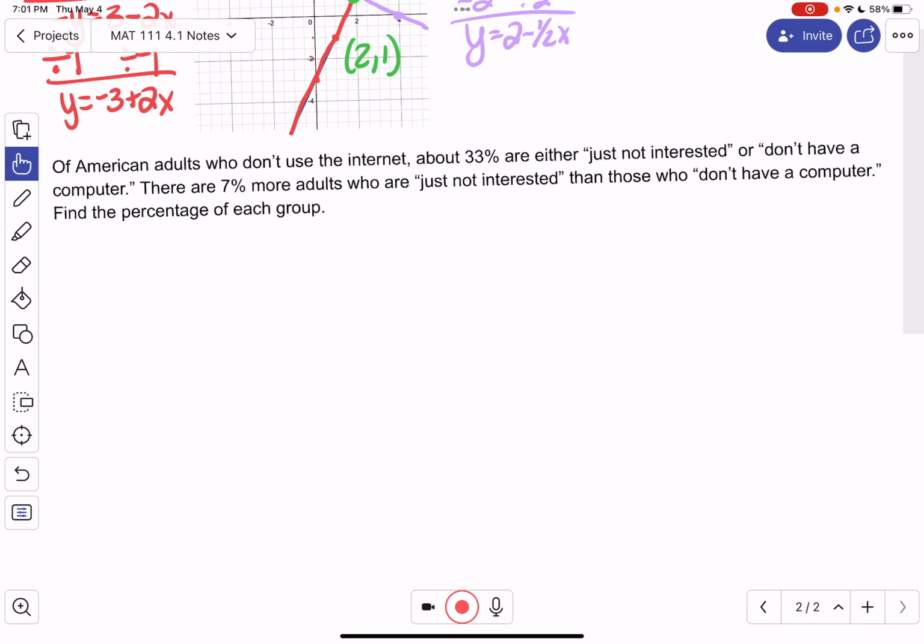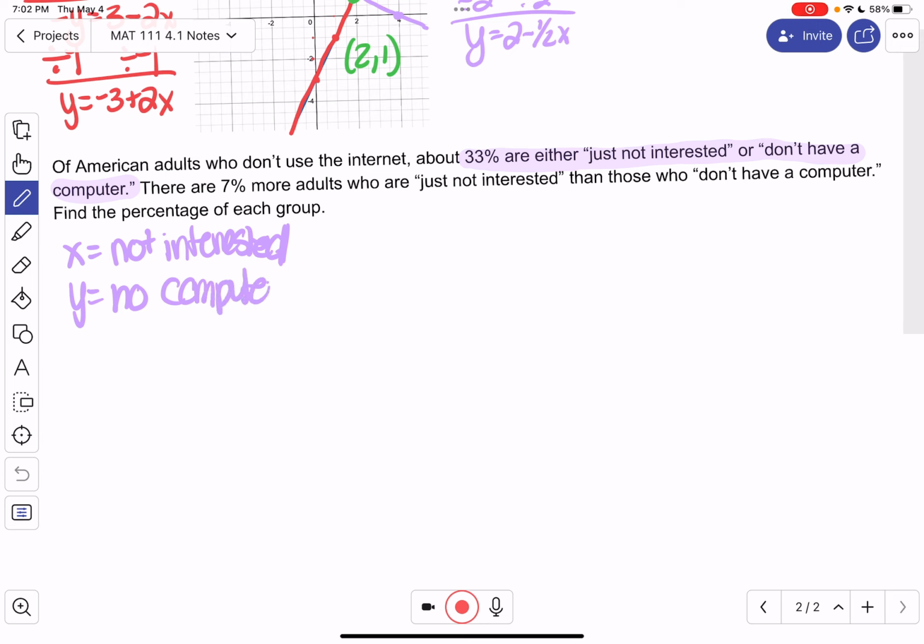Word problems. Okay. So we can use those word problems to make two equations and then solve. So let's read this. Of American adults who don't use the internet, about 33% are either just not interested or don't have a computer. We don't know which is which. So let's say x is not interested and y is no computer. And if we put those together, we get 33%. That's how we're going to use that sentence.